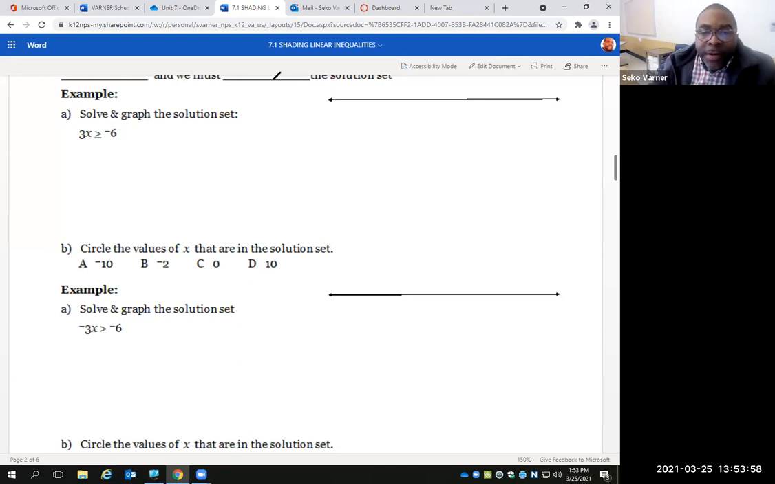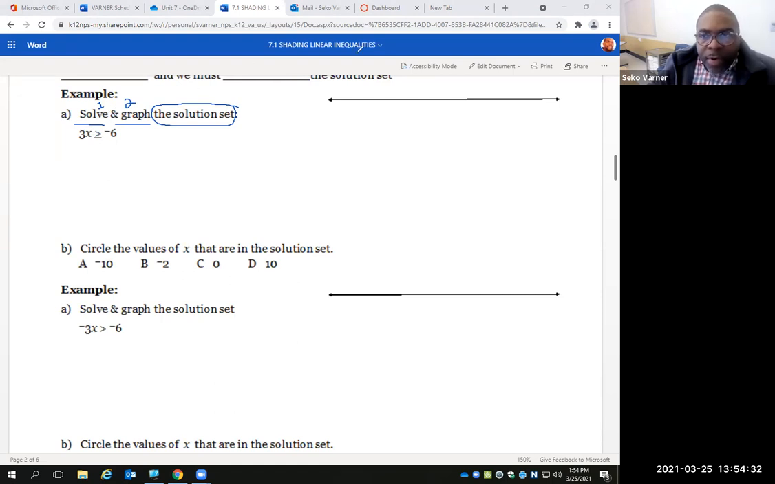So what we're going to do here is solve and graph the solution set. We need to solve and graph. So that's 2 different things. Solving is 1, graphing is 2. And what are we graphing? The solution set. We're solving and graphing the solution set. So here we have 3x is greater than or equal to -6. First of all, we need to solve for x.